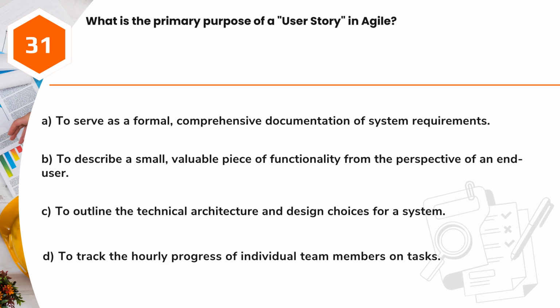Question 31. What is the primary purpose of a user story in Agile? A. To serve as a formal, comprehensive documentation of system requirements. B. To describe a small, valuable piece of functionality from the perspective of an end user. C. To outline the technical architecture and design choices for a system. D. To track the hourly progress of individual team members on tasks.